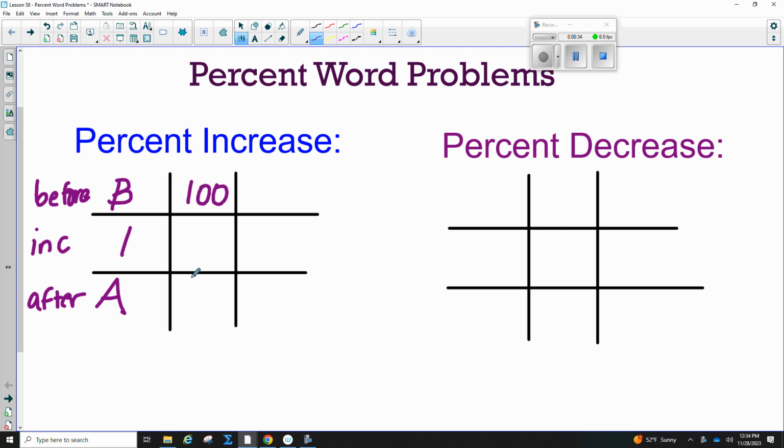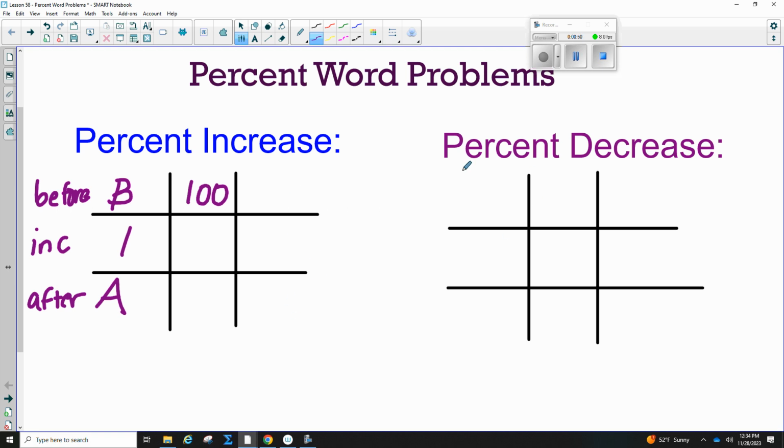The middle column is percents. Maybe you're increasing by 50%, so then you'd put a 50 here and you'd add to get 150. Maybe you're increasing by 130%, then you put 130 here, so you get 230 at the bottom. And then you figure out your before and your after, or what you're looking for.